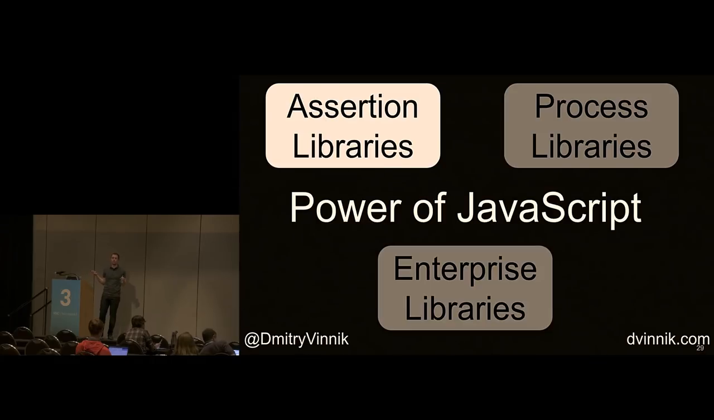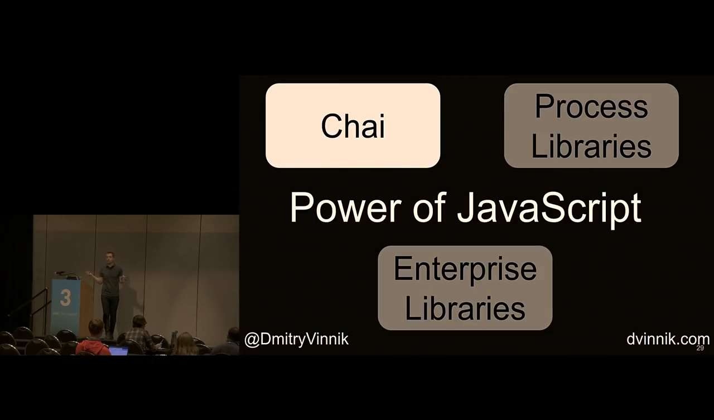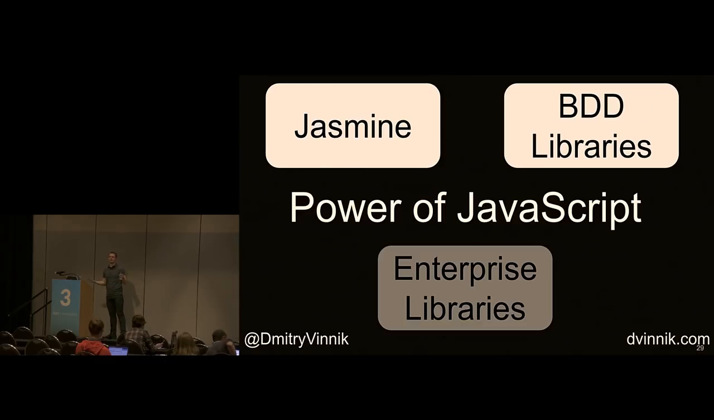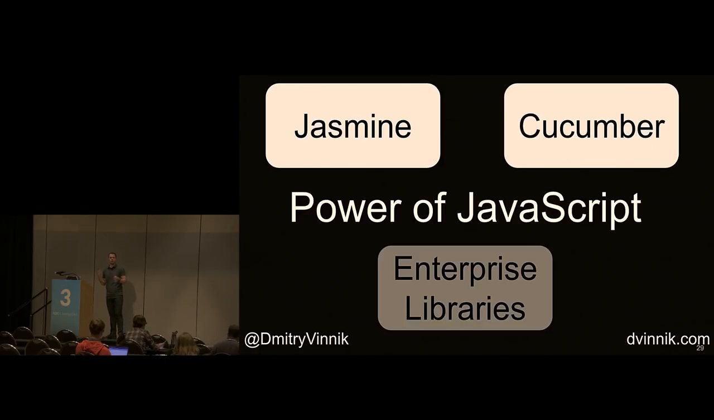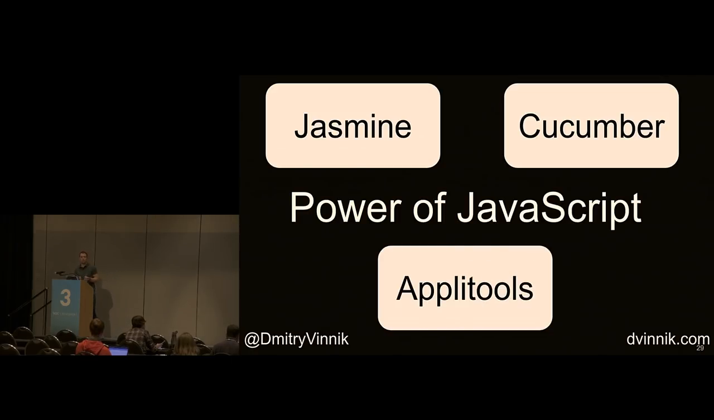To give you an example of assertion libraries, there are obviously quite a few, like Chai and Jasmine. For process libraries, let's say for behavior-driven development, there's Cucumber available. And for the enterprise support, I don't even have to name that many. Applitools is one of the most popular ones for visual testing for JavaScript, and they have good bindings for that as well.